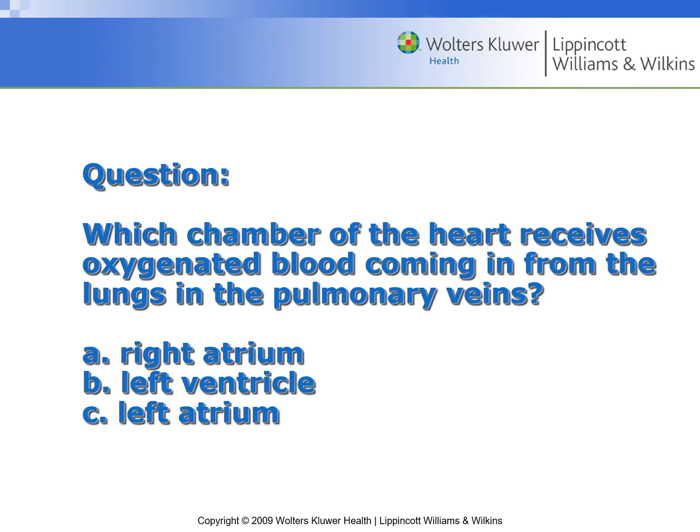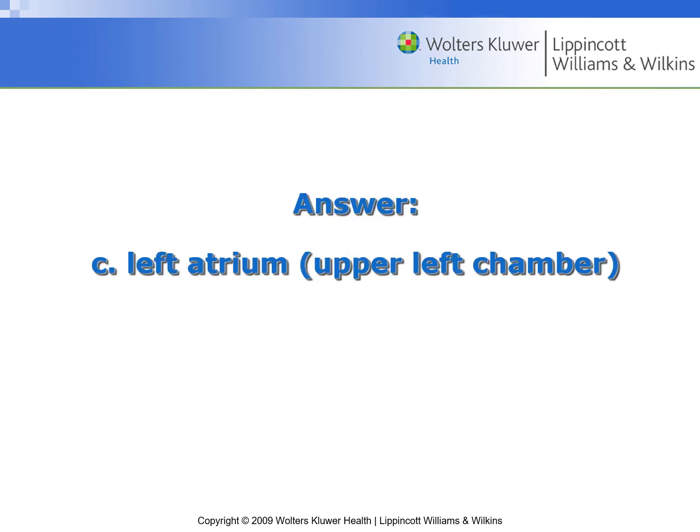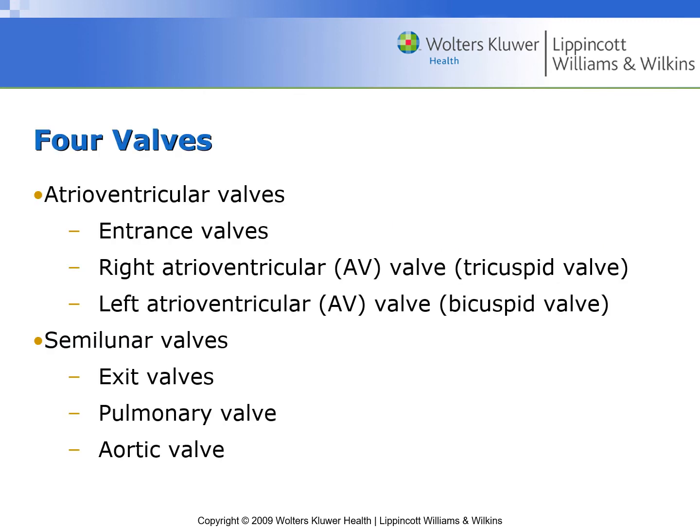Let's look at a question related to this. Which chamber of the heart receives oxygenated blood coming in from the lungs and the pulmonary veins? So write the recipient. So which chamber? Well, it'll have to be one of the atria, the right or the left. So we have to decide which one. Well, the right receives deoxygenated blood. So therefore, the correct answer will be the left atrium. That is the one that receives the oxygenated blood coming from the lungs.